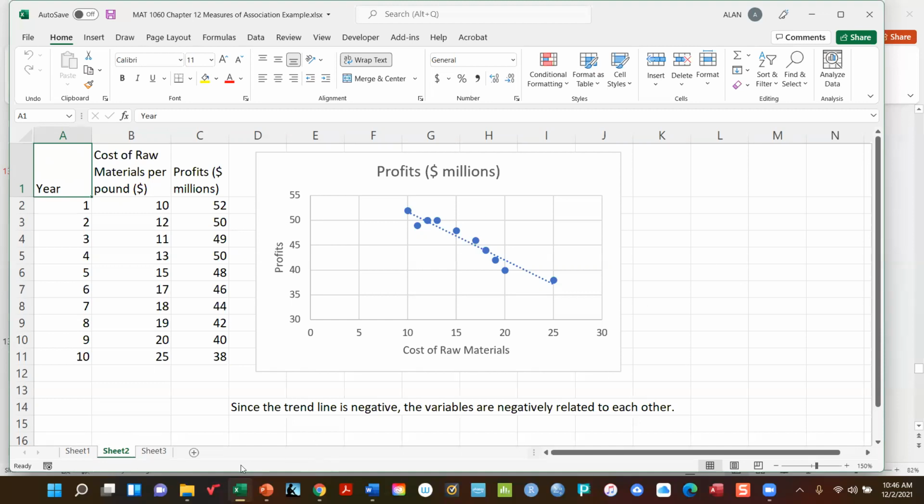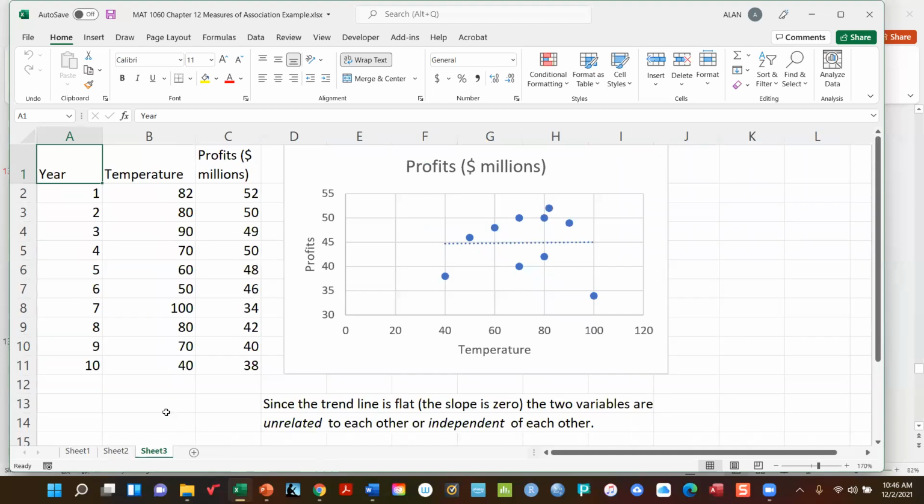All right, anyway, then there's a third possibility, which we see in many applications. It could just very well be that these two variables have nothing to do with each other, like profits and temperature. Unless this company makes skiing equipment or something, it's not likely that the temperature will affect their profits. So we end up with this random scattering of these dots, and the trend line is flat, or in other words, it has a slope of 0.